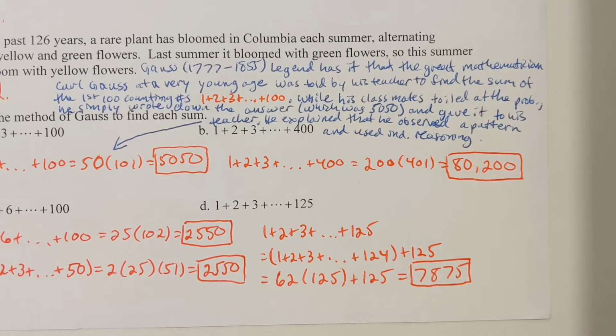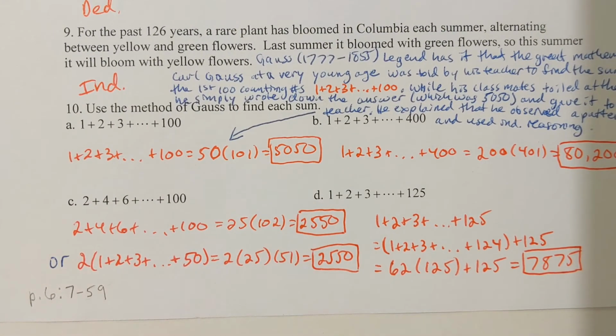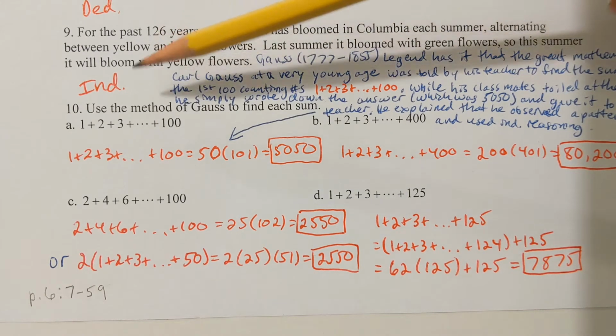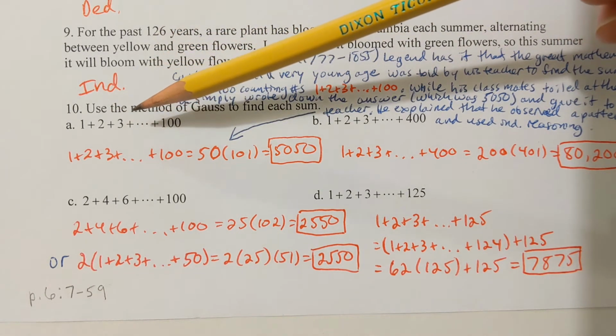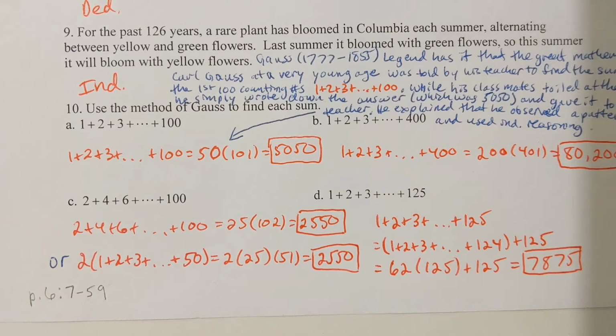They didn't have calculators back then. And maybe I can get some stuff done. And so while his classmates toiled at the problem, he just simply wrote down the answer and handed it to his teacher. The answer was 5,050, and he explained how he got it. What probably most students would do was take 1 plus 2 is 3, plus 3 is 6, plus 4 is 10, plus 5 is 15, and if we do it like that, we're going to take a while to get to 100, okay? There's a much faster way to do this.